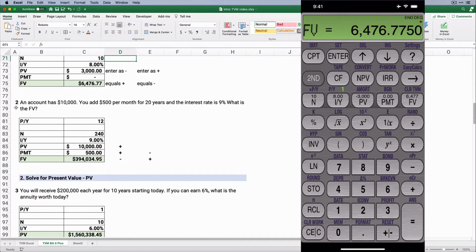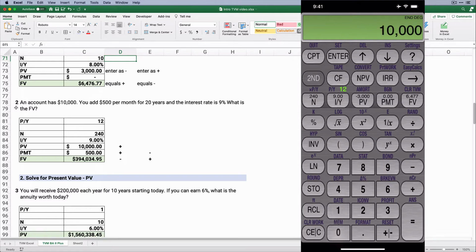All right, number 2, the account has $10,000. You add $500 per month for 20 years, and the interest rate is 9%. What is the future value? Well, this is a monthly problem, so we're going to set the periods per year to 12. 12 periods per year, enter. I've got 240 is my number of periods. 9% is my annual interest rate.